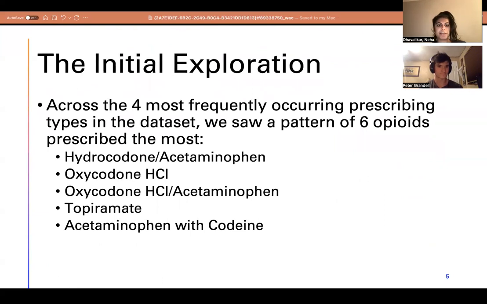After our initial exploration, when looking at the 4 most frequently occurring prescribers in our data set, we looked specifically at the top 5 opioids that each of those prescriber types prescribed. Throughout the 4, we did see 6 that were reused and recycled, and they were hydrocodone acetaminophen, oxycodone, oxycodone acetaminophen, topiramate, and acetaminophen with codeine.